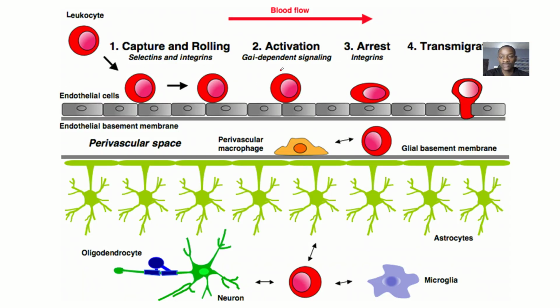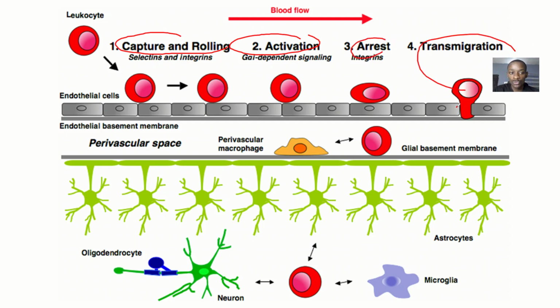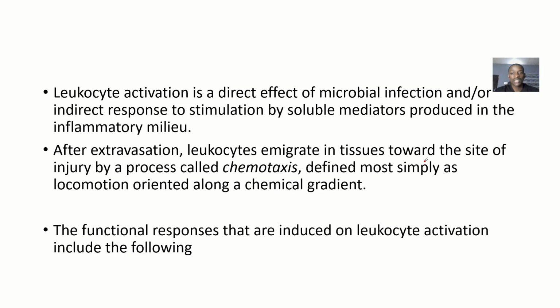So leukocyte activation is simply this. If white blood cells are being transported to a site of inflammation or injury, first of all, they roll. Secondly, they activate. Then they are arrested and they transmigrate through the endothelial cells, so that they can actually get to where they want to go. So leukocyte activation, let's have the definition.